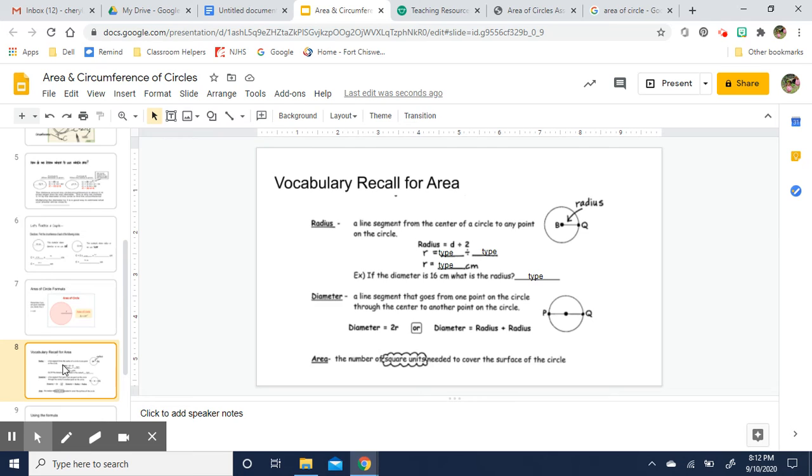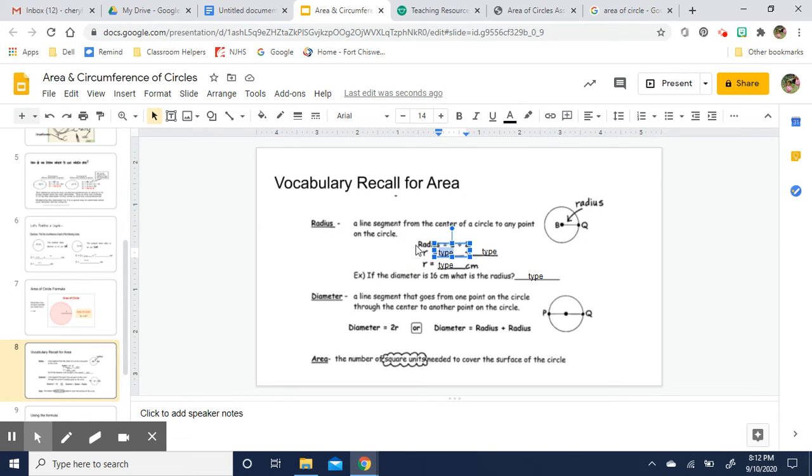So right here, remember that radius is a line segment from the center of the circle to any point on the circle. And radius is equivalent to diameter divided by 2. So in our example, if the diameter is 16 centimeters, what's the radius? So we want to say 16 divided by 2.